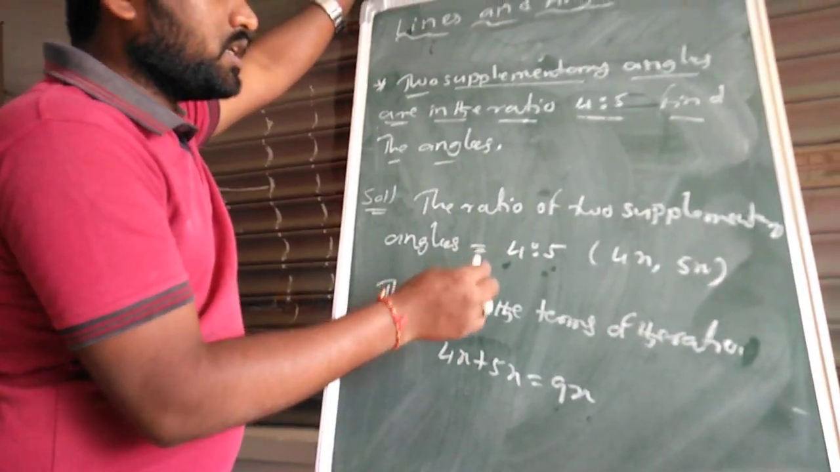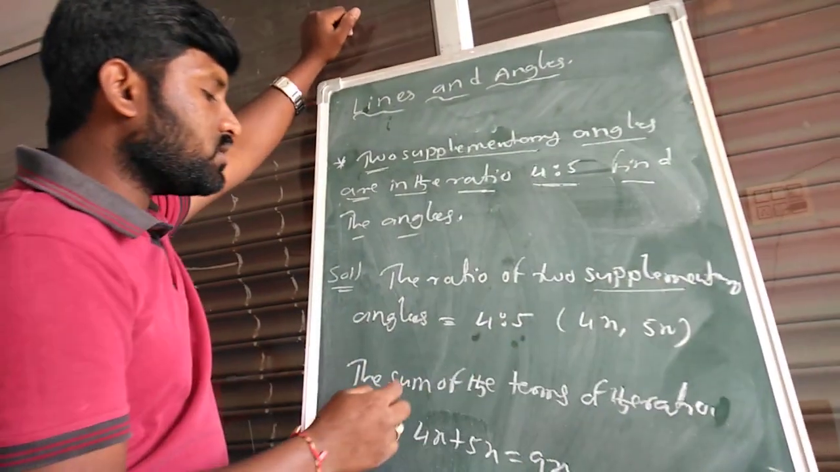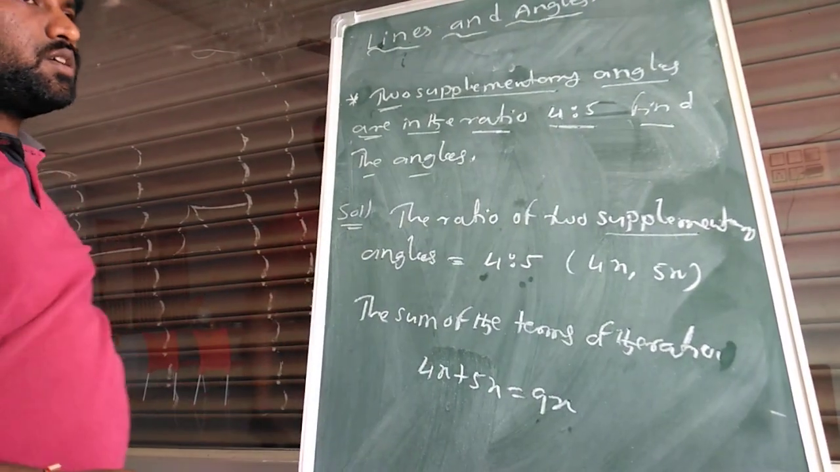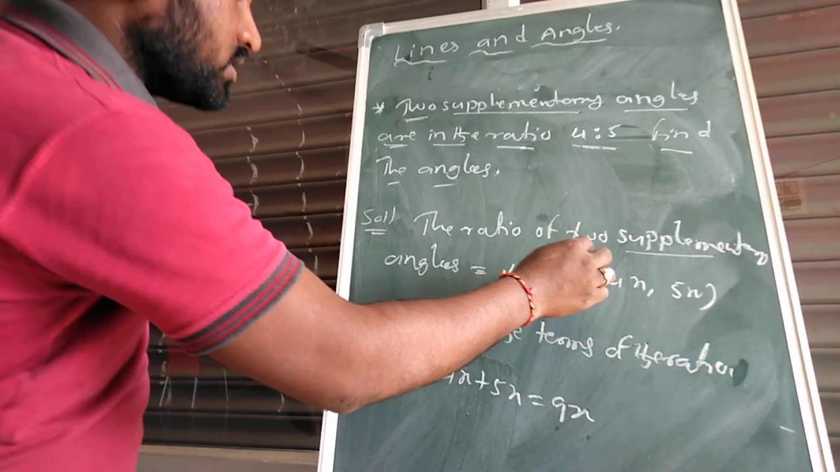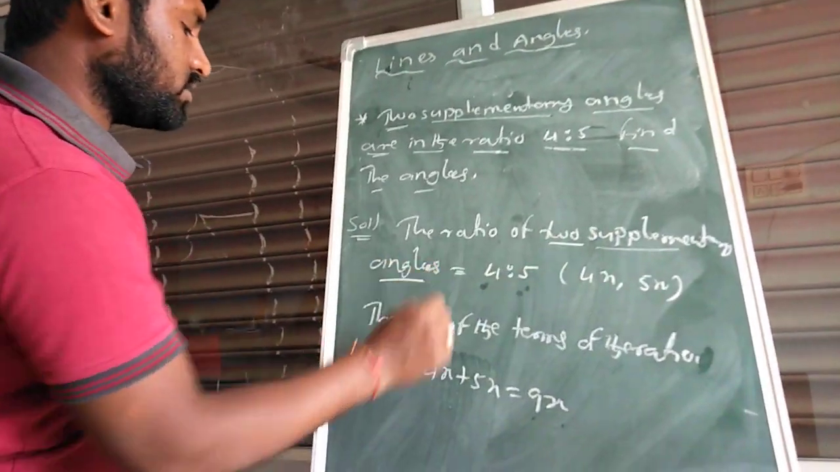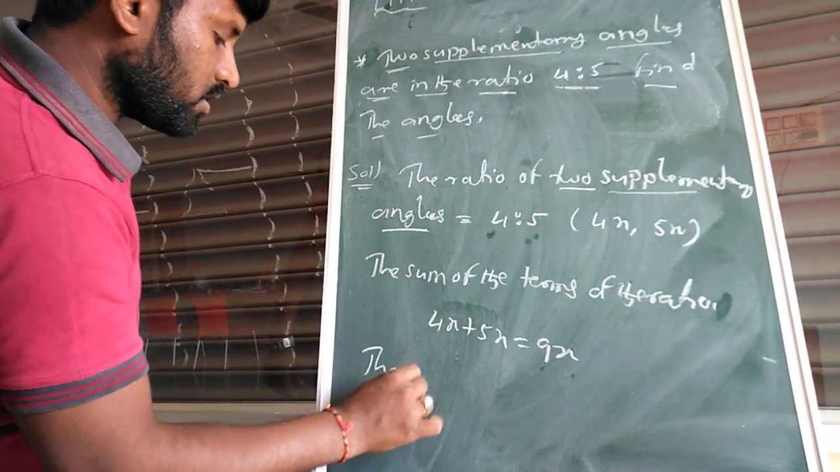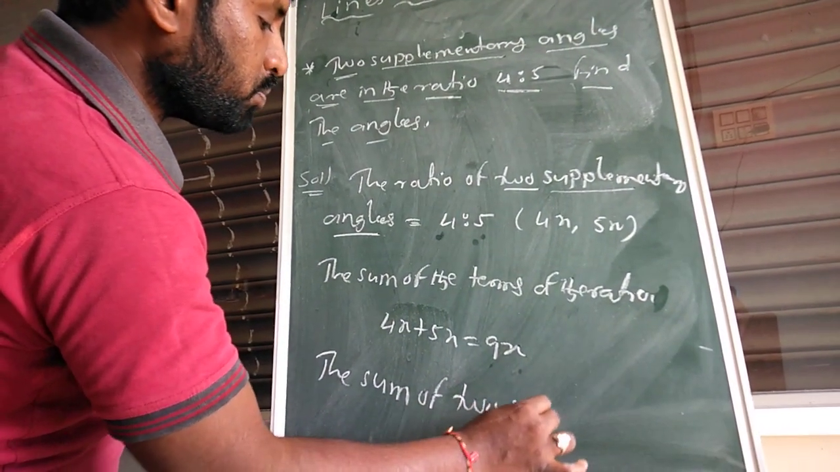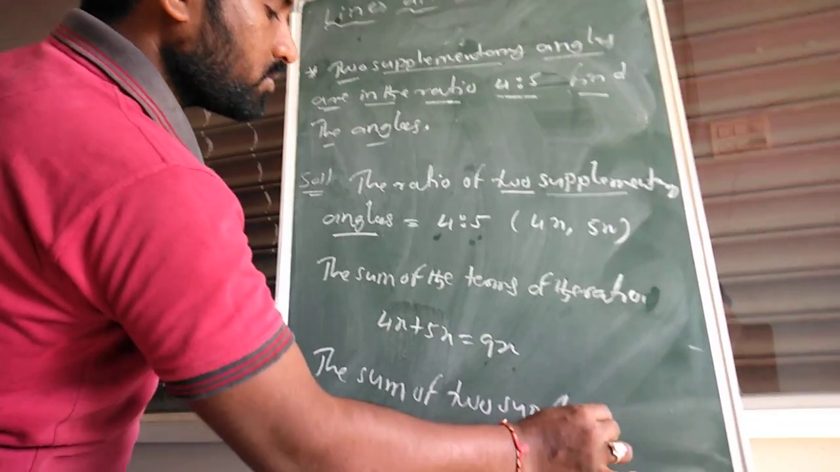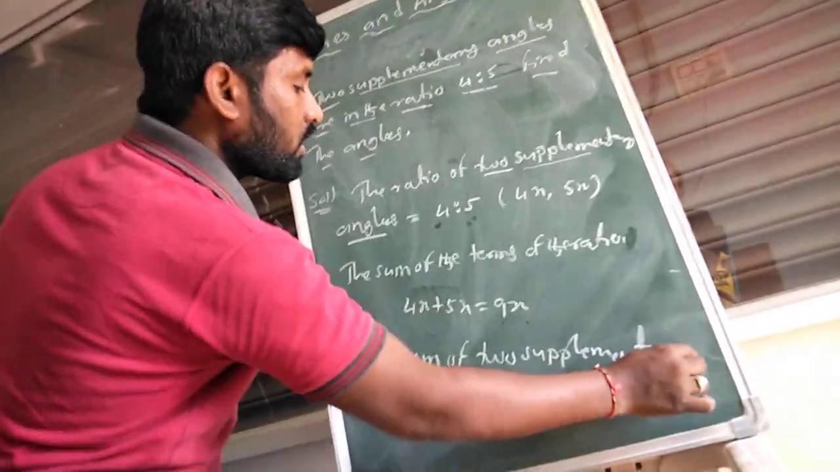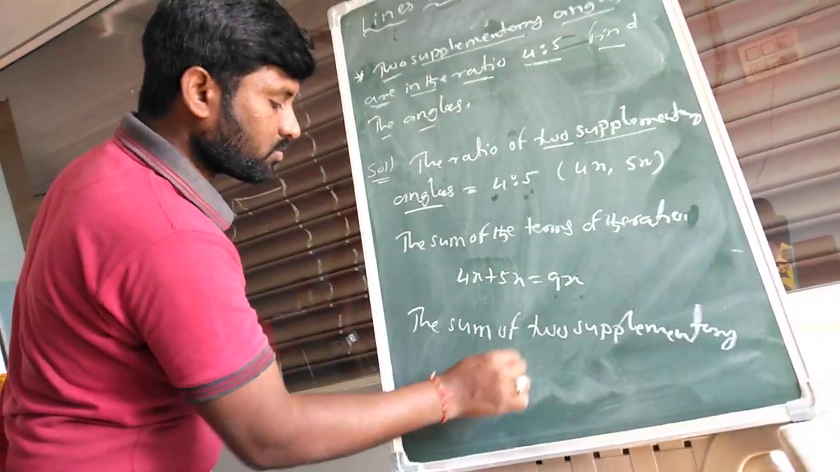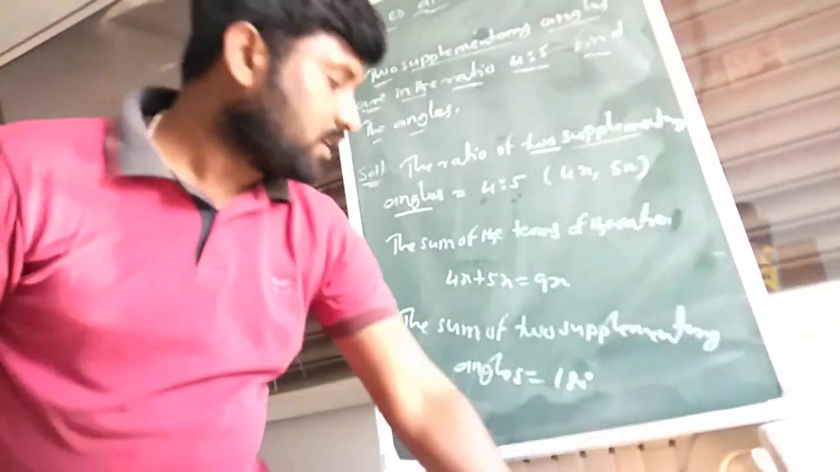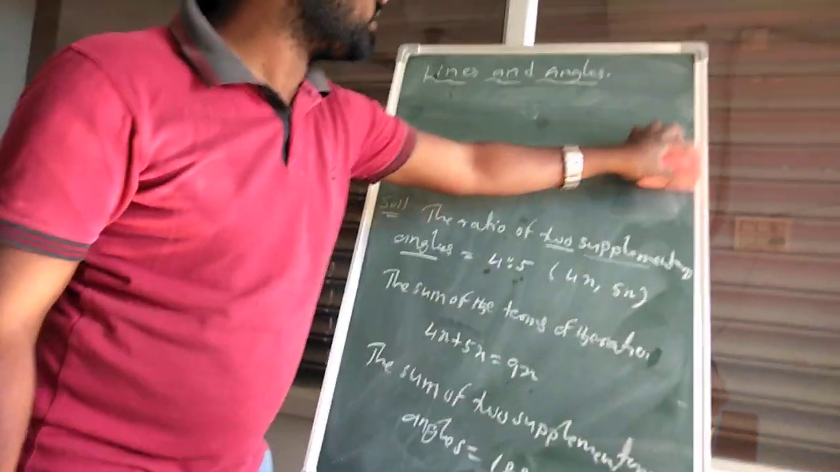We know supplementary angles means what? The sum of two supplementary angles is equal to 180 degrees. Now see, I am going to find it.